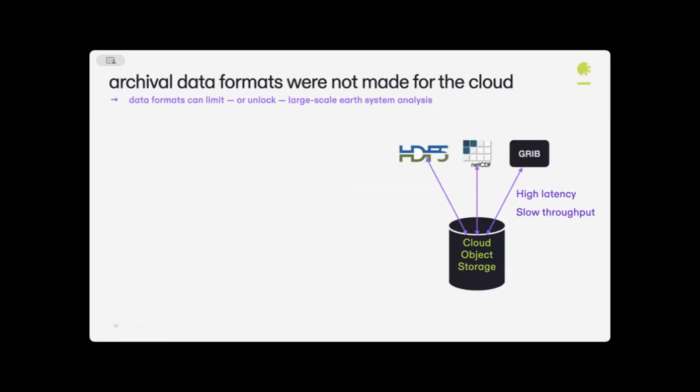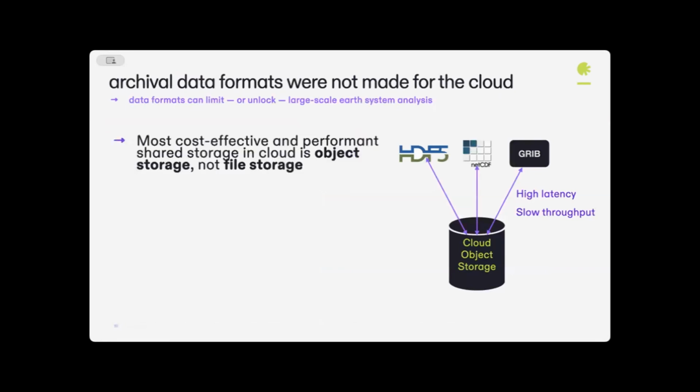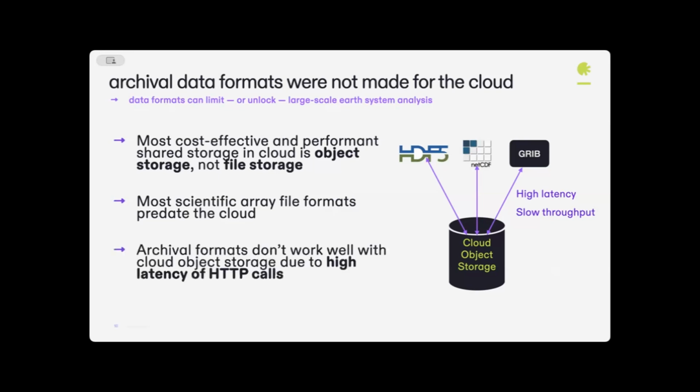So not only is this archival volume of data growing, but more and more of this data is being migrated to cloud object storage for its cost benefits. However, most scientific array data formats like HDF5, NetCDF, GRIB predate the cloud and thus were not designed with cloud object storage access in mind. This means that these archival formats often don't work well with cloud object storage due to the high latency of HTTP calls. So while these traditional formats have long served the research community well, as data grows bigger and we start moving it to the cloud, new tools are needed.